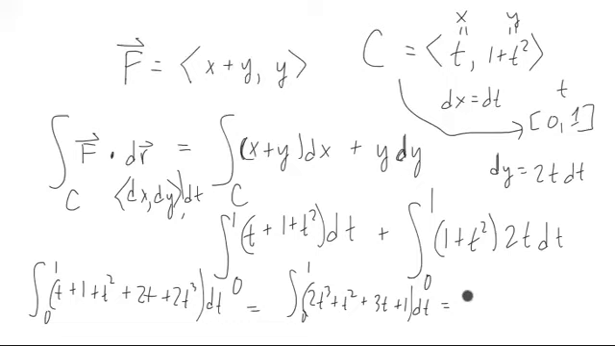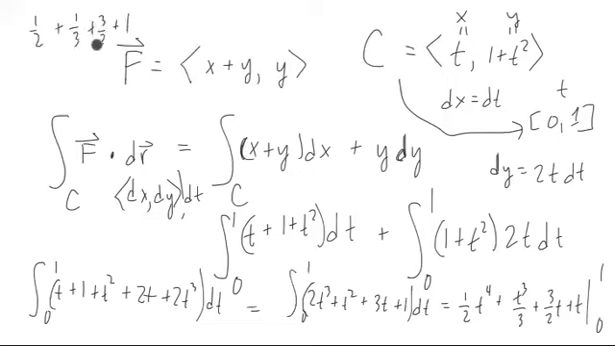Okay, now we integrate. So we end up getting 1/2 t to the 4th plus t cubed over 3 plus 3/2 t squared plus t, and we go from 0 to 1. So we plug in 0, and we'll just have 0 everywhere. When we plug in 1, we end up getting 1/2 plus 1/3 plus 3/2 plus 1, which ends up being 3 1/3, which is the same thing as saying 10/3. So we've been successful at doing a little integration.